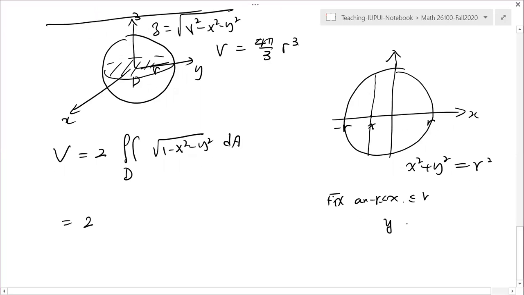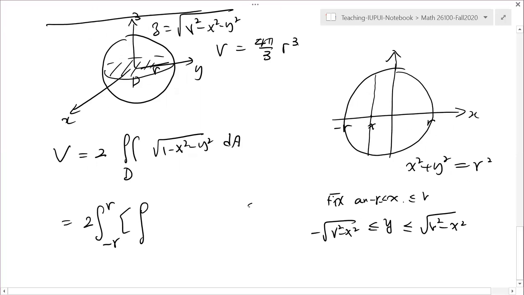The y value is going to be less than or equal to the square root of r squared minus x squared, and greater than or equal to negative the square root of r squared minus x squared, right? So x goes from negative r to positive r, and that is going to be dx, and that will be dy, and the y is going to be from negative.